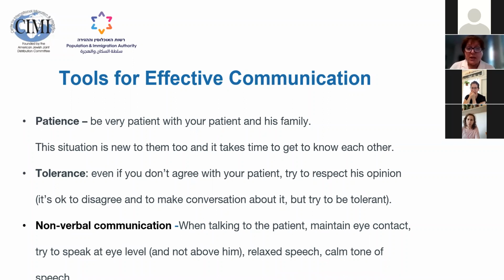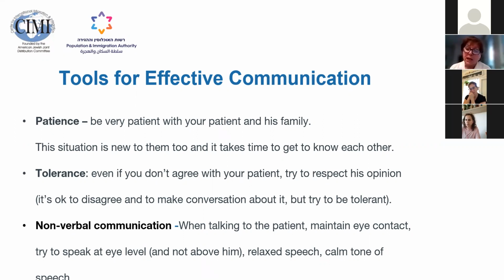Patience. Be very patient with your patient or client and his family. Very important to understand that his family is part of the group that you have to deal with. So you have to form relationships with key people in the family and all the people in the family. I highly recommend that you check out if there's a WhatsApp group or a Viber group that everyone in the family belongs to and join it.